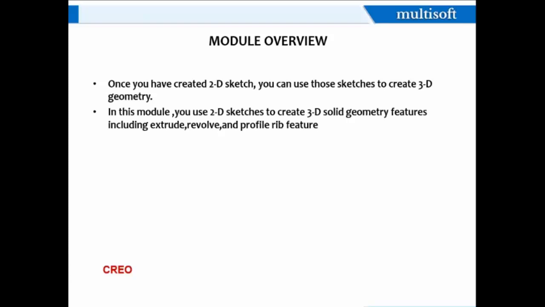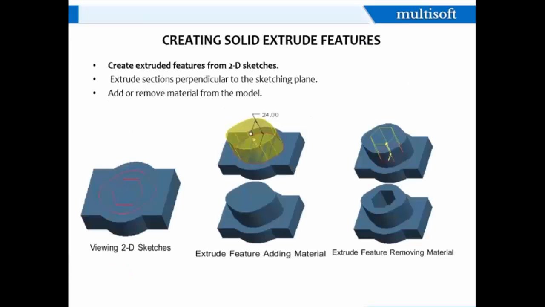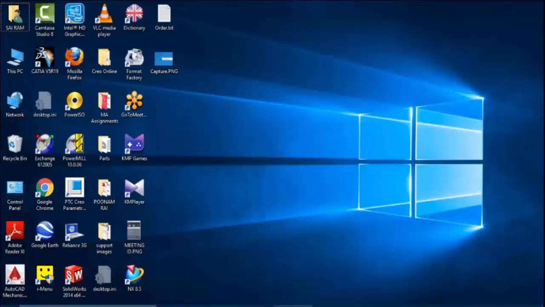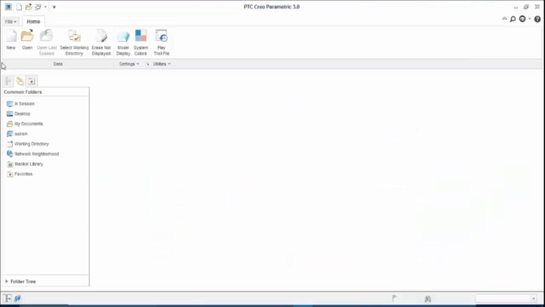Now the model overview. Once you have created 2D sketches, you can use those sketches to create 3D geometries. In this module, you use 2D sketches to create 3D solid geometries, including features like extrude, revolve, profile ribs, and many more. Right? So we are just moving to the software.